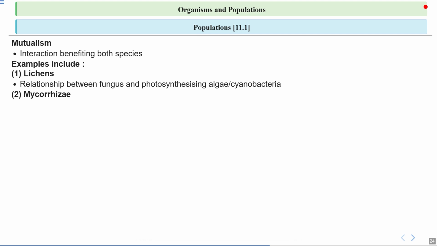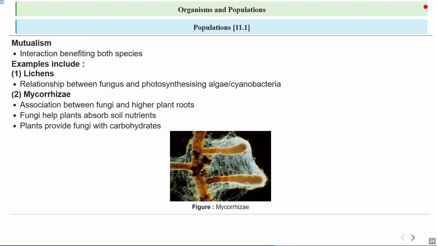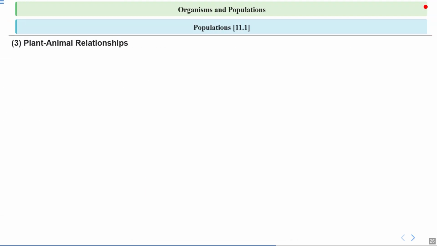Now, mycorrhiza. So myco means fungus, rhiza means roots. Here the fungus is colonizing the roots of the plant. Here again both the partners are benefited. So fungi help plant absorb soil nutrients, and in return fungi is getting the food, the organic compound which is produced by the plant by photosynthesis. In this image you can see this is mycorrhizal association. Here the fungi is associated with the roots of the plants.